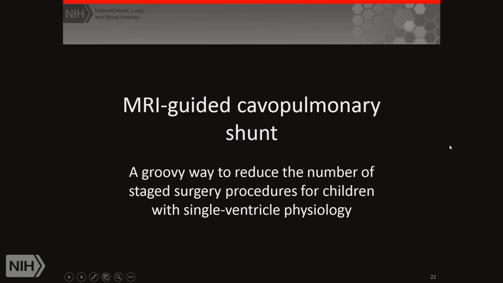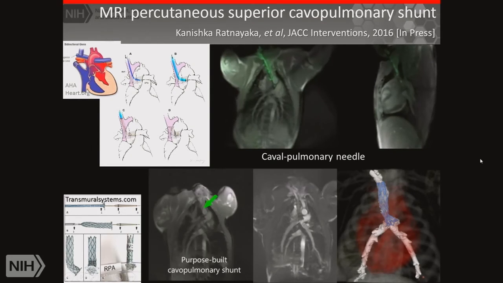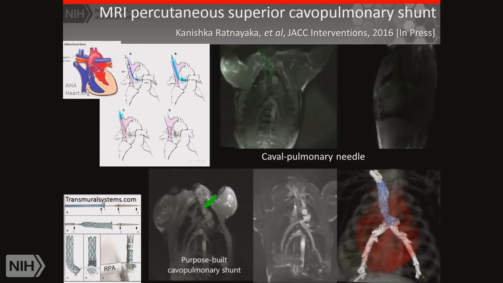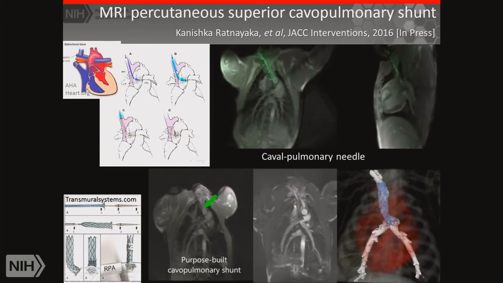Dr. Ratnayaka, a pediatric cardiologist who I mentioned already, had worked for some time to accomplish this without surgery. This is part of the staged surgical repair of a single ventricle, single left ventricle disease. And the connection that we're trying to make is between the superior vena cava and the nearby right pulmonary artery. Can everyone kind of make out that anatomy, that geometry? I know it doesn't sound like a big deal, but there are some critical structures in between the two.